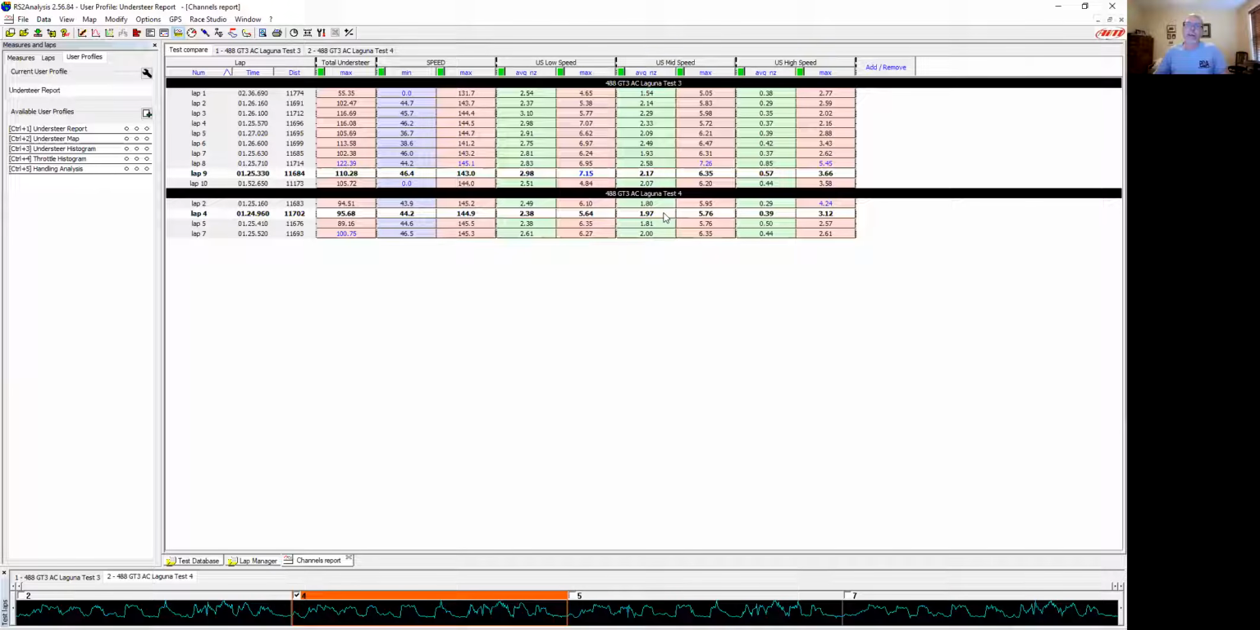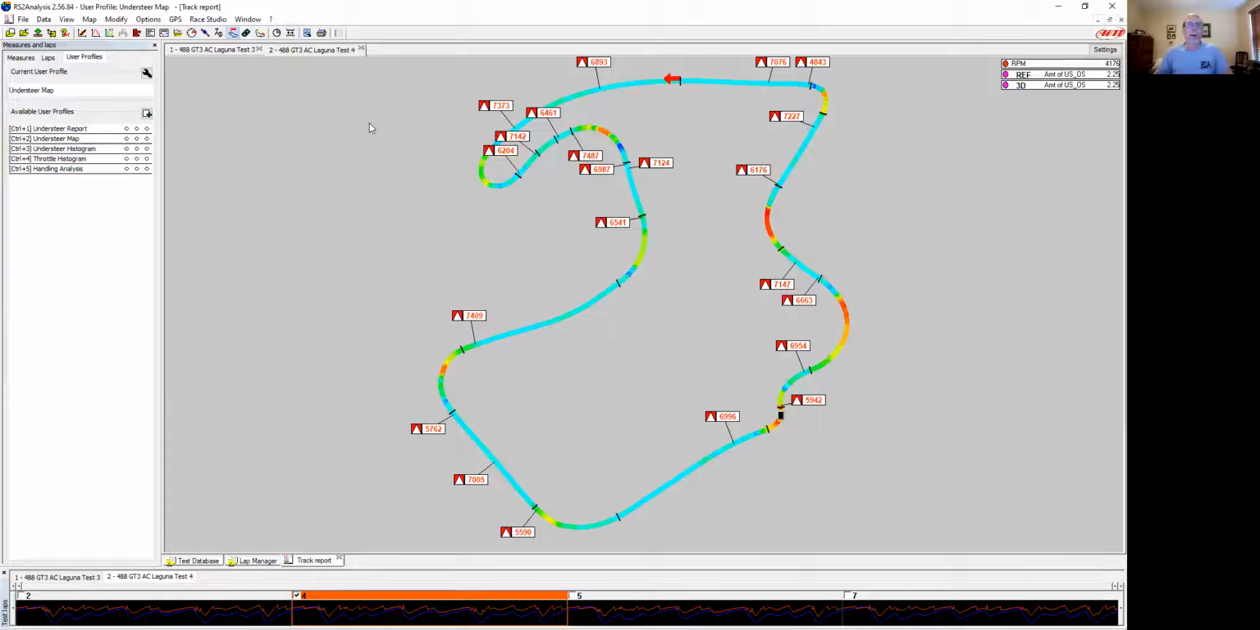I would expect the wing to affect this. So average and max both came down. High speed, average and max both came down. So that looks good. I'm happy with that. Understeer map, again, looking at test 3 versus test 4. Now I've got more understeer in 9 and 10. Okay, so it's interesting because we're seeing the understeer numbers come down, but now I'm seeing more there.